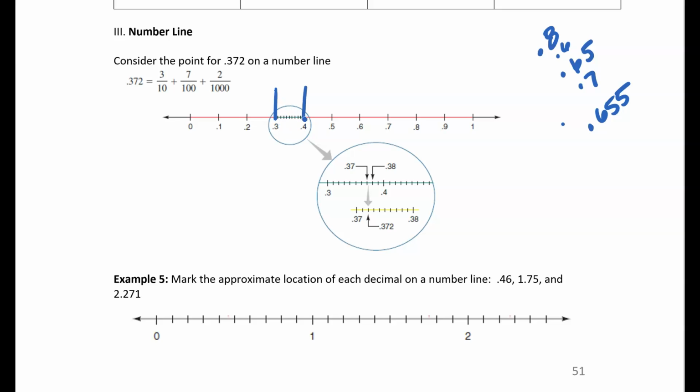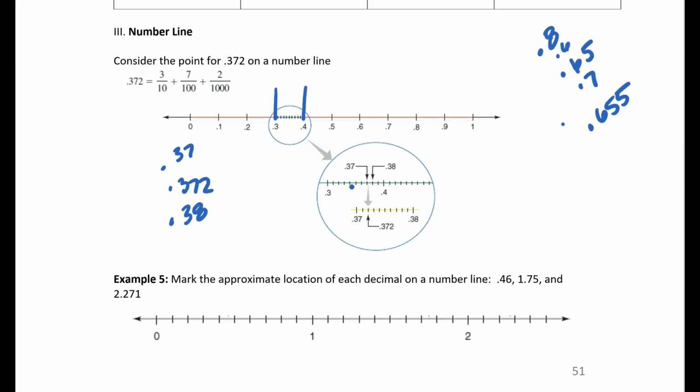So let's look at what the in-between looks like. If we put 10 dashes in between 0.3 and 0.4, that would be like 0.31, 0.32, 0.33, 0.34, 0.35, 0.36, 0.37, 0.38. Well, if this is 0.372, 0.372 is going to be between 0.37 and 0.38. So then you'd have to take that increment, so like where you see those arrows there for 0.37, 0.38, and you'd have to divide that by 10.